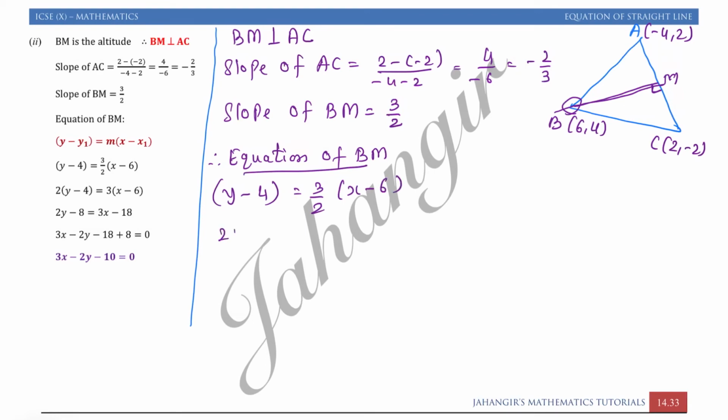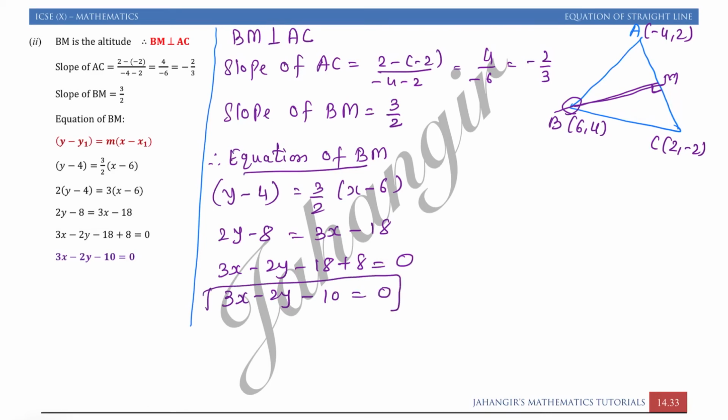So 2y minus 8 is equal to 3x minus 6, 3 sixes are 18. You can shift all terms to the right side. 3x minus 2y minus 18 plus 8 is equal to 0. 3x minus 2y minus 10 is equal to 0. This is equation of BM. In the third part we have to find equation of right bisector of AB.